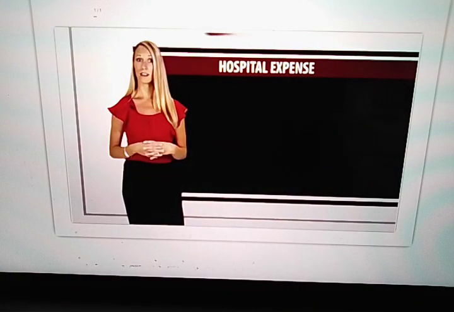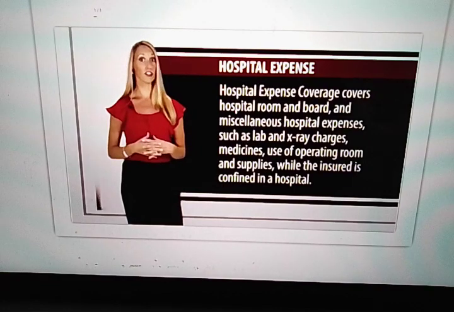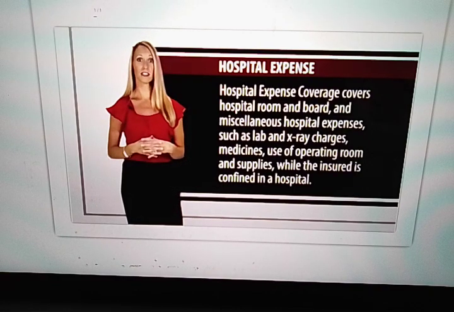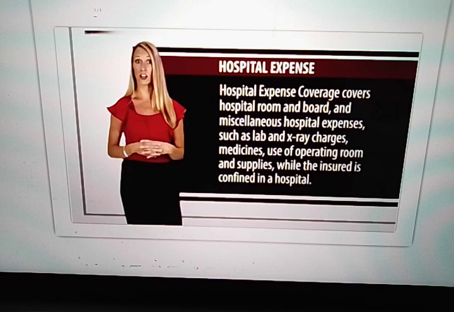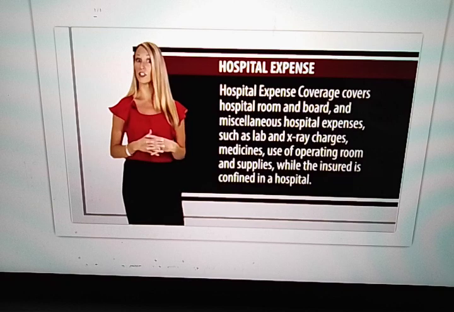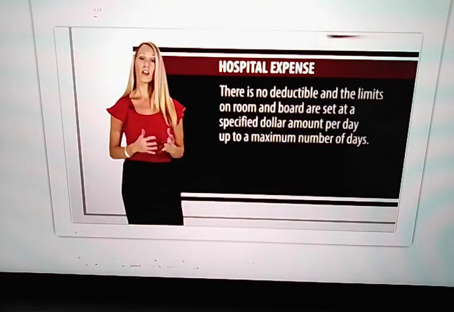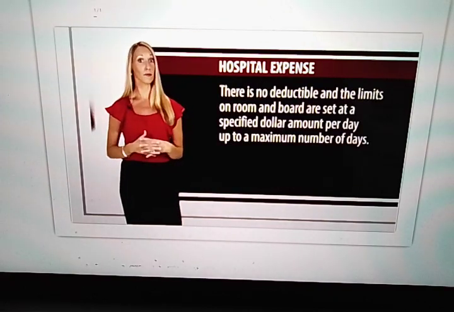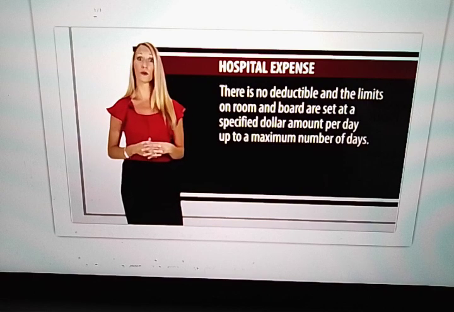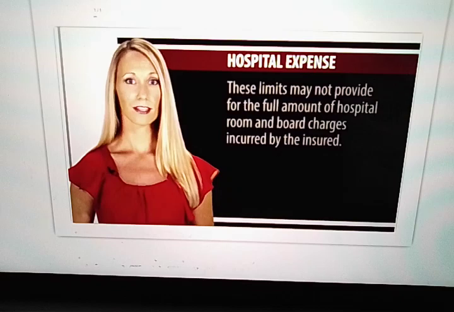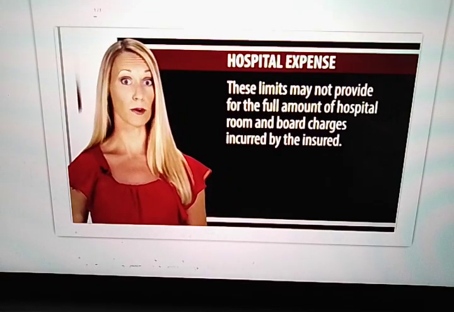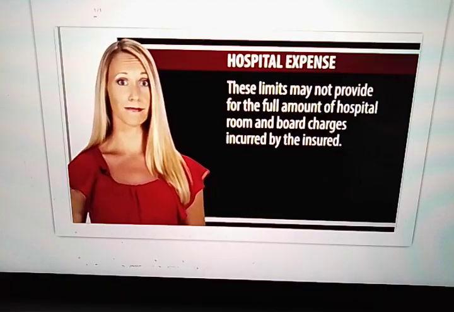Basic medical expense policies. Hospital expense. Hospital expense coverage covers hospital room and board and miscellaneous hospital expenses, such as lab and x-ray charges, medicines, use of operating room and supplies while the insured is confined in a hospital. There is no deductible, and the limits on room and board are set at a specified dollar amount per day, up to a maximum number of days. These limits may not provide for the full amount of hospital room and board charges incurred by the insured.